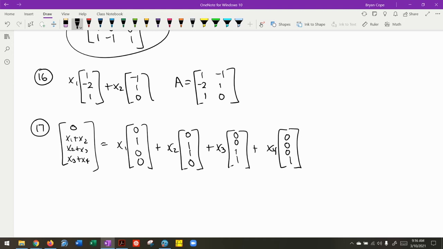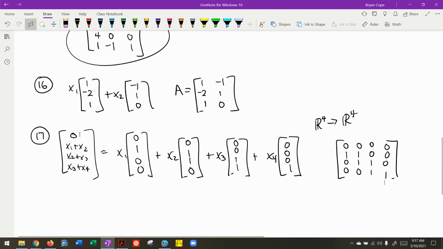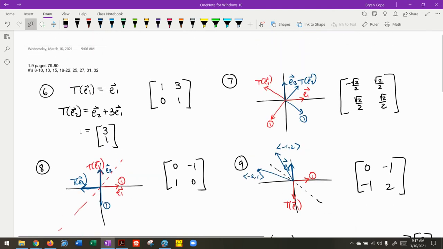Okay, so our matrix, which implements this transformation, takes a vector in R4 and transforms it into a different vector in R4. So we know that our matrix has to be 4 by 4. (0, 1, 0, 0) is our first column, then (0, 1, 1, 0), (0, 0, 1, 1), and (0, 0, 0, 1). I want you guys to do 18 through 20 on your own. I'm not going to do those for you.